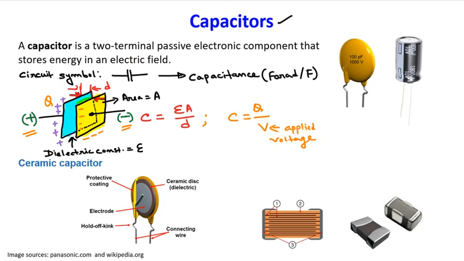And what is the energy stored in a capacitor? It's pretty easy, right? Energy storage can be given by half C V square. C is the capacitance and V is the voltage. These are the popular types of capacitors. The first one is the ceramic capacitor and the second one is the electrolytic capacitor.